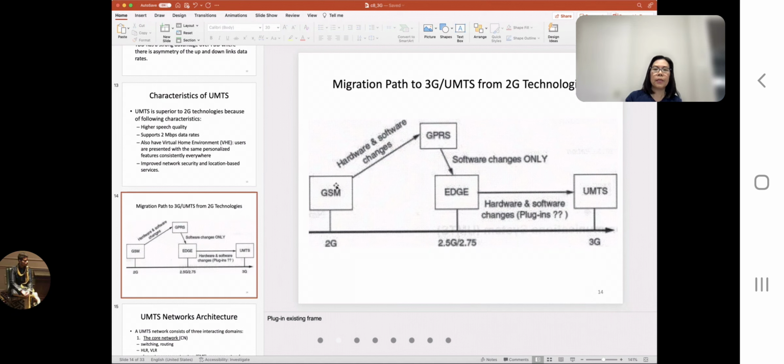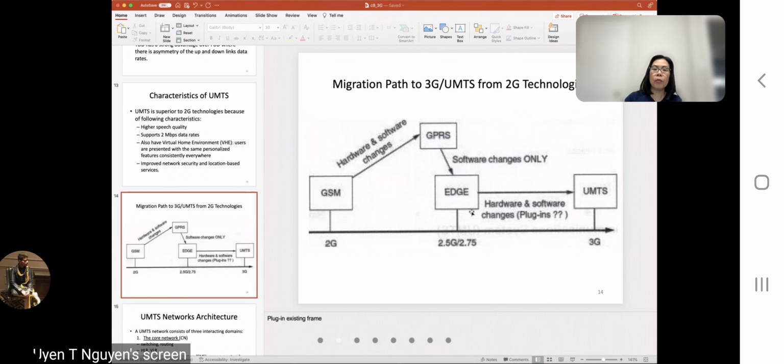So in this case, from GSM, we overlay GPRS on top of this, and we need to add hardware, right? Because the hardware is the packet switching components. And then, of course, we need software changes as well. And then Edge, we said before, is an improvement over GPRS. So in this case, we change only the software to support Edge over GPRS, right? And this is 2G and 2.75G.